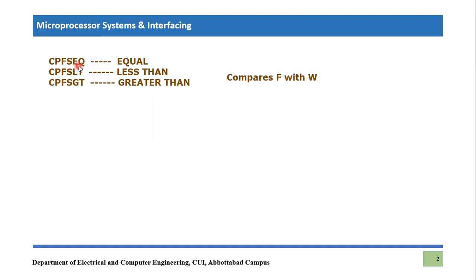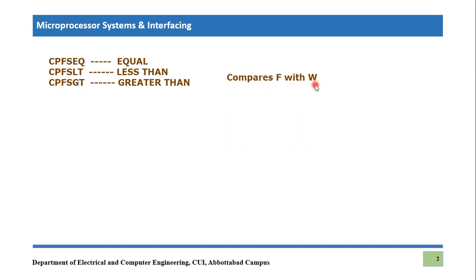S is for skip, EQ for equal. Similarly, CPF means compare file, S for skip, LT for less than. Similarly, CPFSGT means compare file, skip, and GT means greater than, right? So what do these instructions do? They actually compare a file register with what?